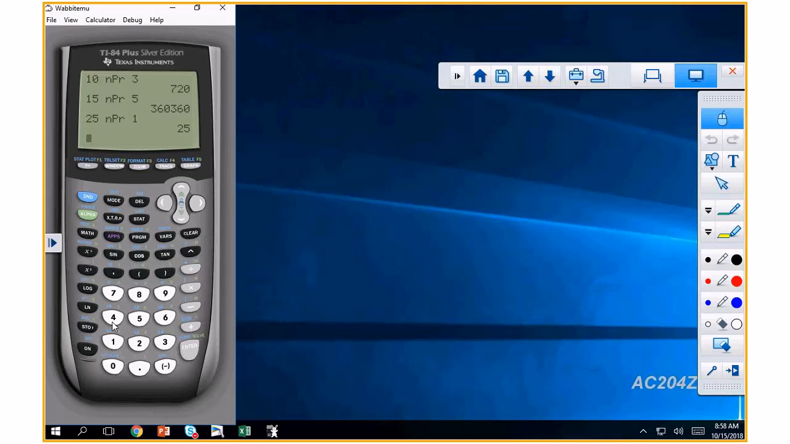And combination, same thing. 25, math, probability, down, combination of 6. So combination and permutation are always together, whether it's on a calculator or on a spreadsheet. They're right there together. They're about the same for the formula, with just one thing different between the two formulas, and that's R factorial, I think.